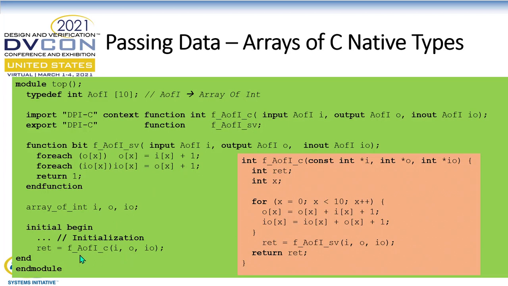We call a function in C and jump over. And the argument is a pointer to an integer. And even for the output, inout's pointer to integer. So we can just use a very easy programming style, a syntax, to just say I sub x, O sub x, IO sub x. We can call our SystemVerilog with those arguments, get the answer back, and return. So arrays of native types, arrays of integers is very easy with DPI.